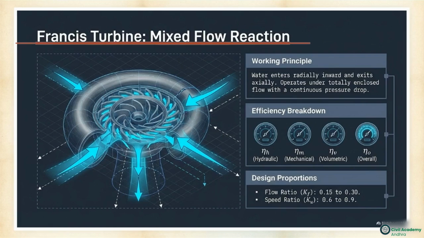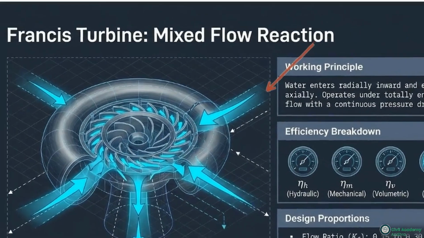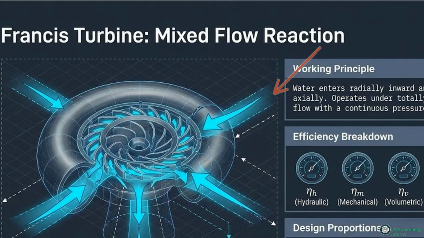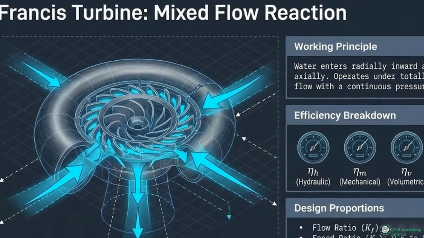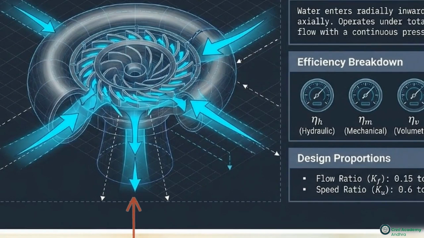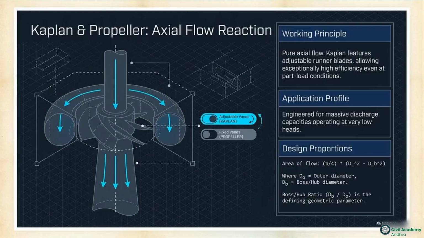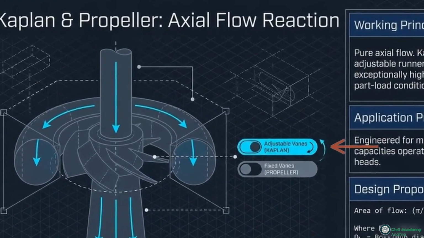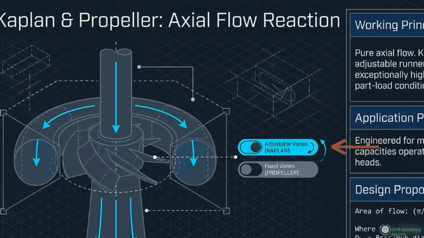Moving to reaction machines, this graphic breaks down the Francis turbine, a mixed-flow device. Follow the arrows to see water entering radially inward, then turning to exit axially downward, all under a continuous pressure drop. Next is the Kaplan and propeller family. This schematic shows a pure axial flow path designed to handle massive water volumes at very low heads. The distinguishing feature of the Kaplan is its adjustable runner blades, keeping efficiency high even when flow drops.